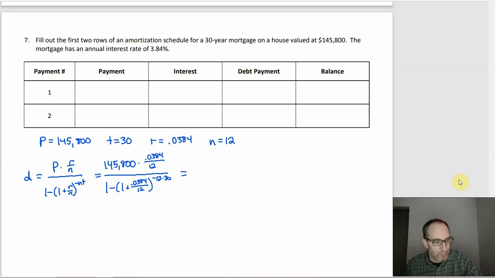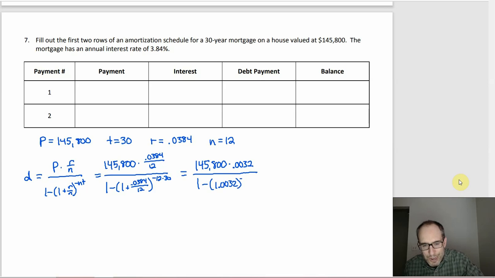0.0384 over 12 is 0.0032. So since that's divisible by 12, I guess we could make it a little easier putting it into the calculator. So 1 minus 1.0032 raised to the power of negative 360. And if you put that into your calculator, what you get is 682.69. So that's what the monthly payments are.